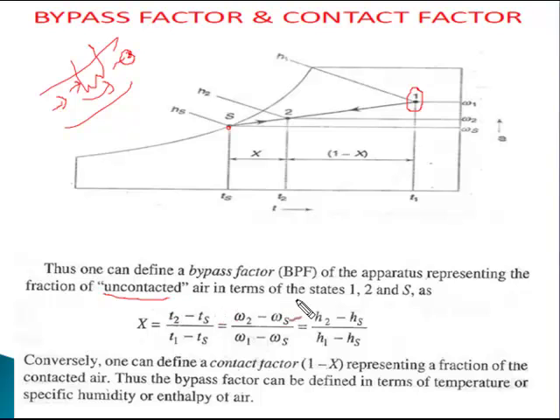In terms of the states 1, 2 and S, X is equal to T2 minus Ts divided by T1 minus Ts, equal to omega 2 minus omega S divided by omega 1 minus omega S, equal to H2 minus Hs divided by H1 minus Hs. Similarly, the contact factor is defined as 1 minus X, the fraction of the contacted air.